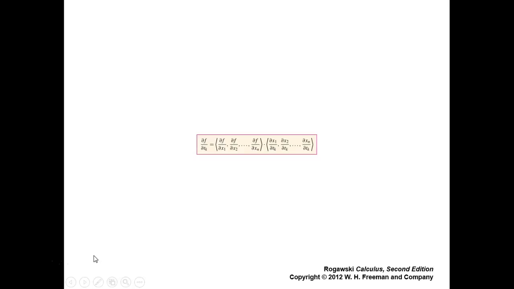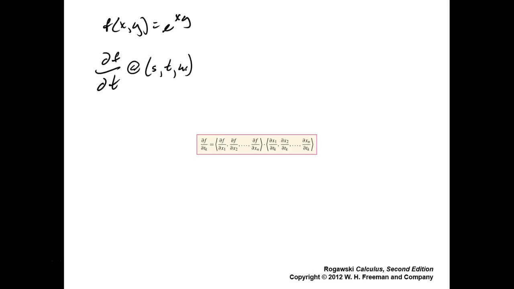All right. Here's a new function. This is only 2-dimensional, alpha of xy. And this is e to the xy. Okay? And it says evaluate the partial of f with respect to t, at the point STU. Now they're doing something a little different this time, which is perfectly fine, is equal to 2, 3, negative 1.